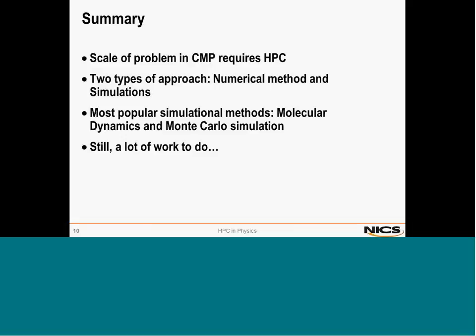So I hope by now you are convinced that the scale of problems in condensed matter physics actually requires HPC. And there are traditionally two types of approach, numerical method and simulation. And I showed the two popular simulation methods, molecular dynamics and Monte Carlo. And another message is that even with supercomputers, there's still a lot of work to do.